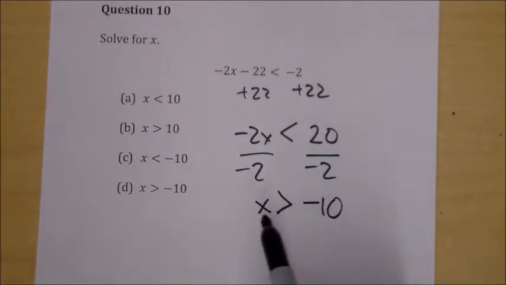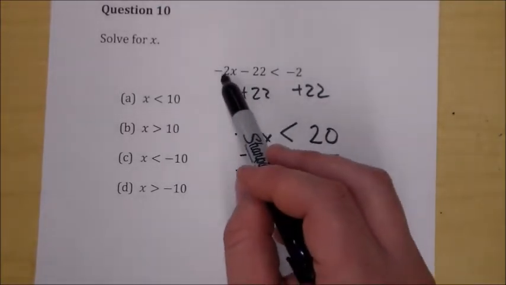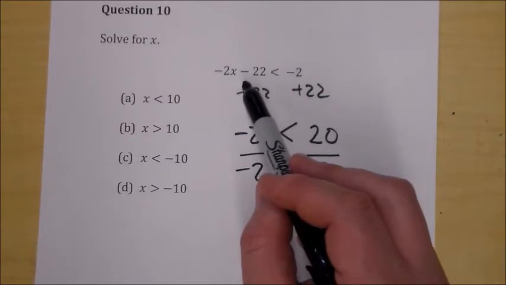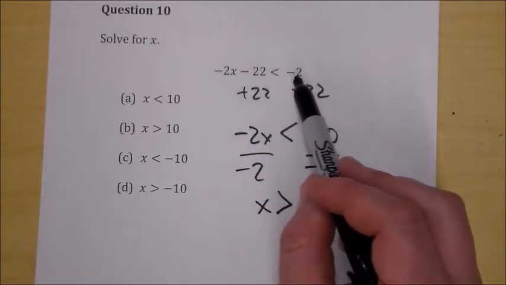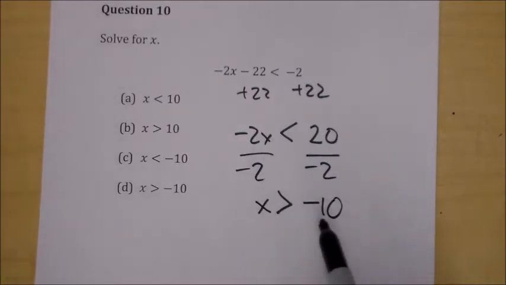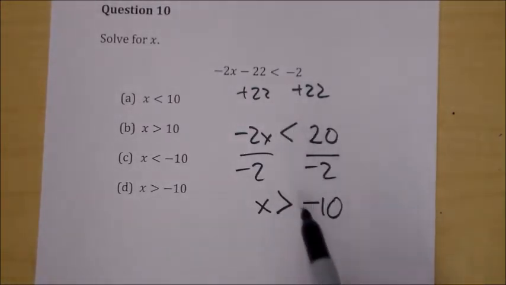Think about it. You can just plug in numbers to be safe. x is greater than negative 10, so 0 should work for this. So negative 2 times 0 is 0. Minus 22 is negative 22, which is indeed less than negative 2. If we kept this sign the other way, 0 would not be a solution, but 0 is a solution. So that's a way to check to make sure that you correctly flipped it around.